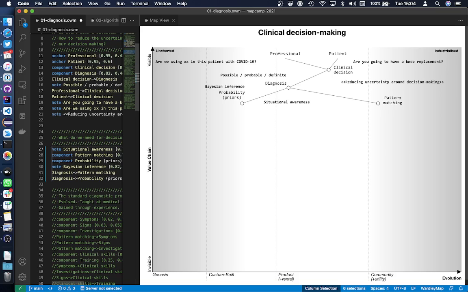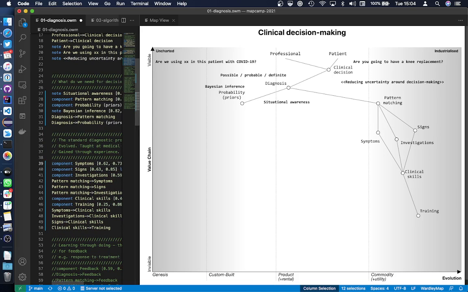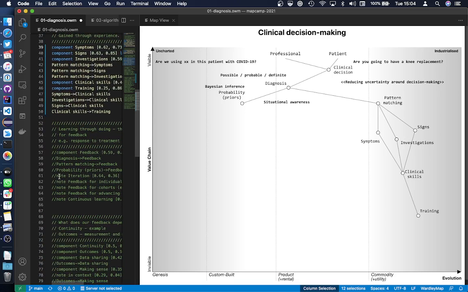We also work on pattern matching. And the standard diagnostic method is all about pattern matching, and that's what we teach at medical school, and that's well developed, well evolved. We teach it, we expect it to be done. We look at symptoms, what the patient describes, signs, the things that we can find on examination. We use investigations, we use our clinical skills, and that's all on the basis of training, and training that occurs over many years. But we have to learn through doing.